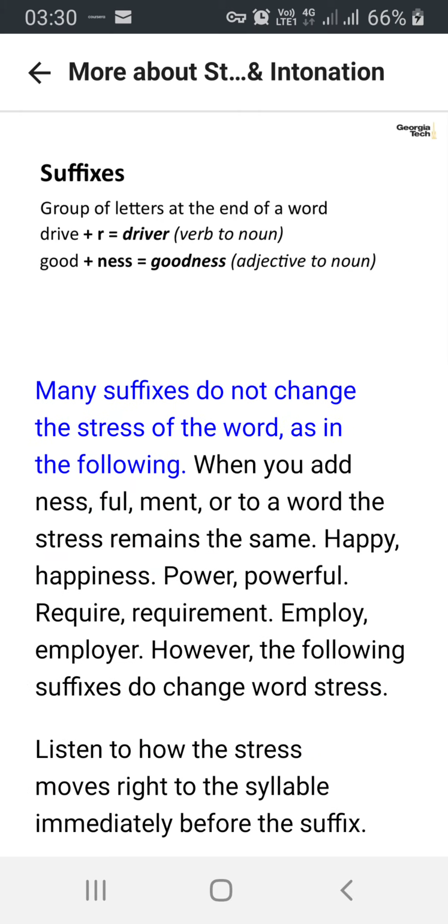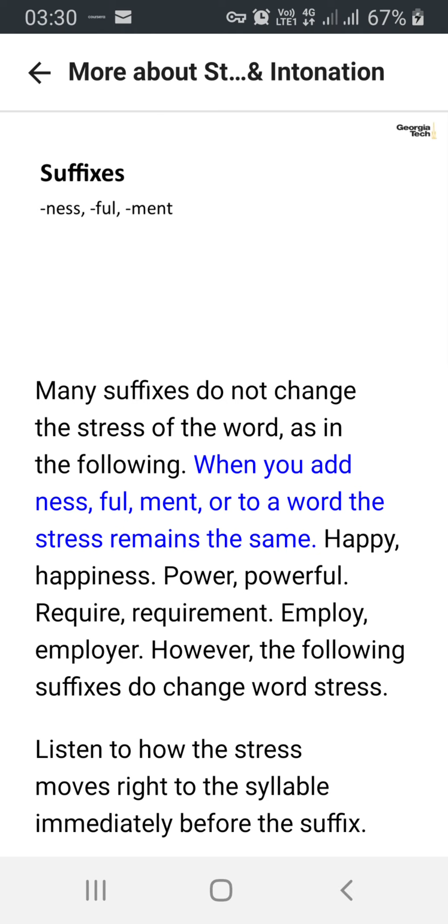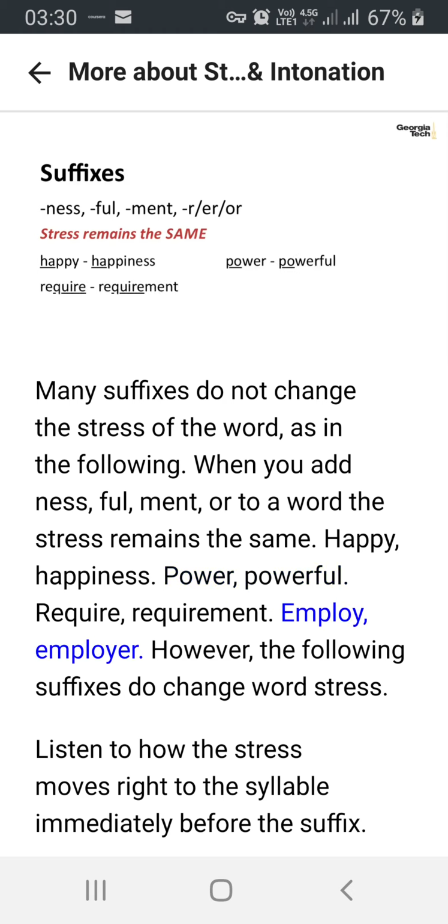Many suffixes do not change the stress of a word, as in the following. When you add "ness," "ful," or "ment" to a word, the stress remains the same. Happy, happiness. Power, powerful. Require, requirement. Employ, employer.